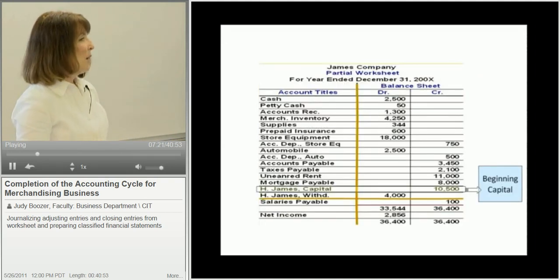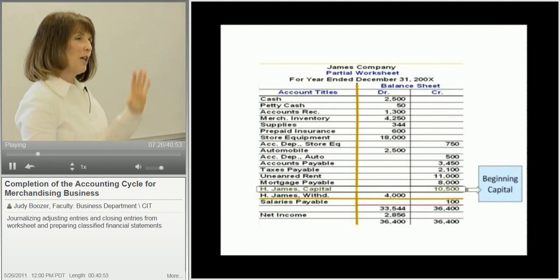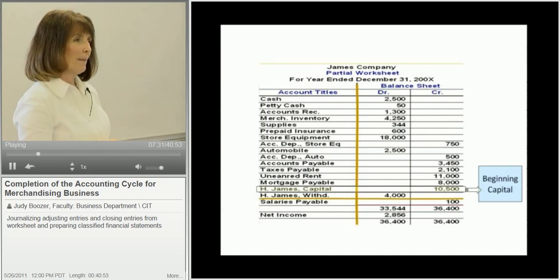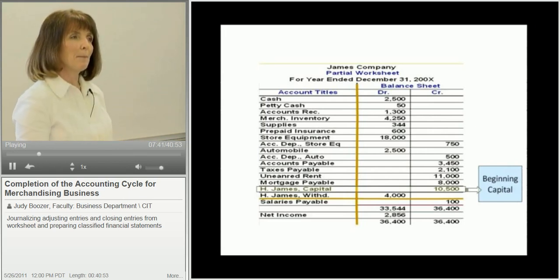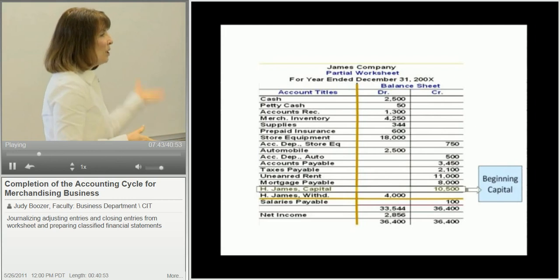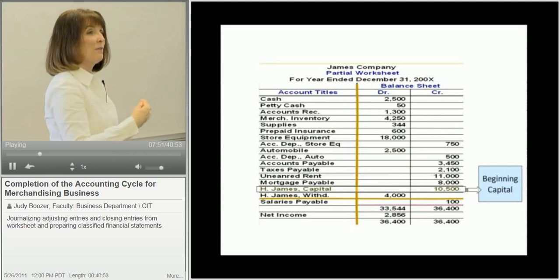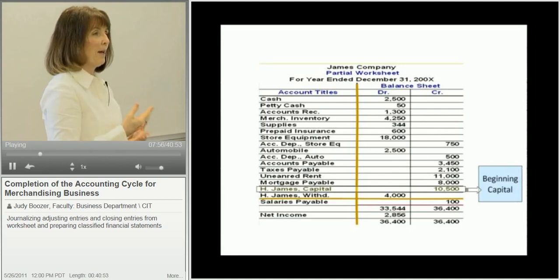Now, I want you to take a look at this partial worksheet here for a second, and we're going to take a look at the impact of everything that you see here on capital. This capital that's shown here is the beginning capital, correct? So what things will impact that beginning capital? What's going to make that go up or down? Good. Withdrawals are going to make it go down, and additional investments will make it go up. That one makes sense. What else will impact that capital?